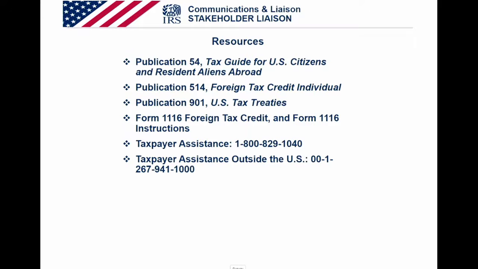Now, one item that is not listed here on the slide was a publication Loretta had mentioned, and that is Publication 516. And Pub 516 has a discussion on government civilian employees stationed abroad. So if you find that helpful in your case, please refer to that publication, and it's Pub 516. Back to you.